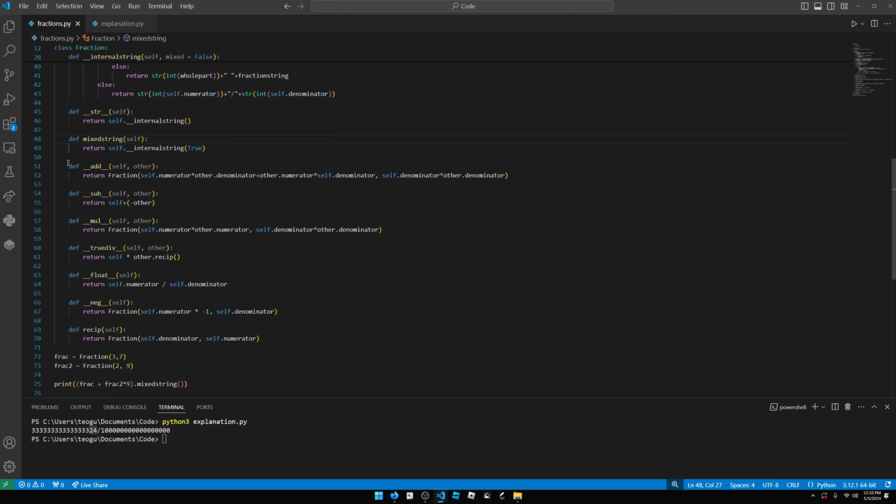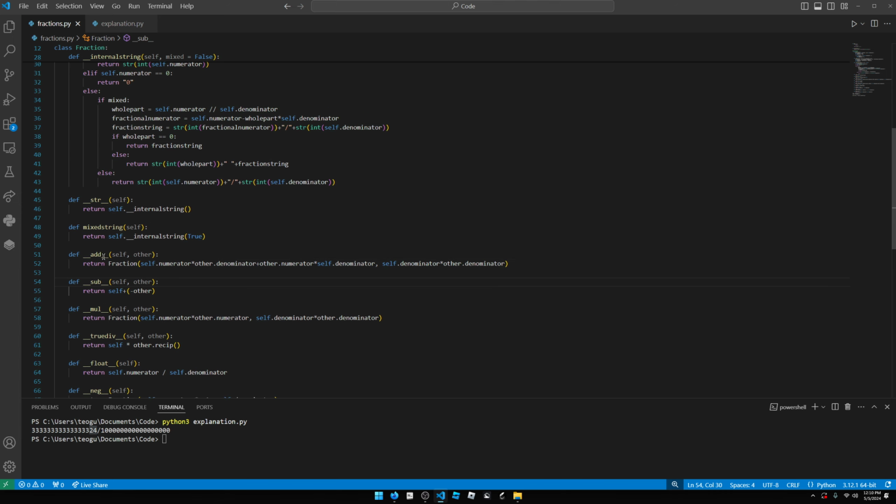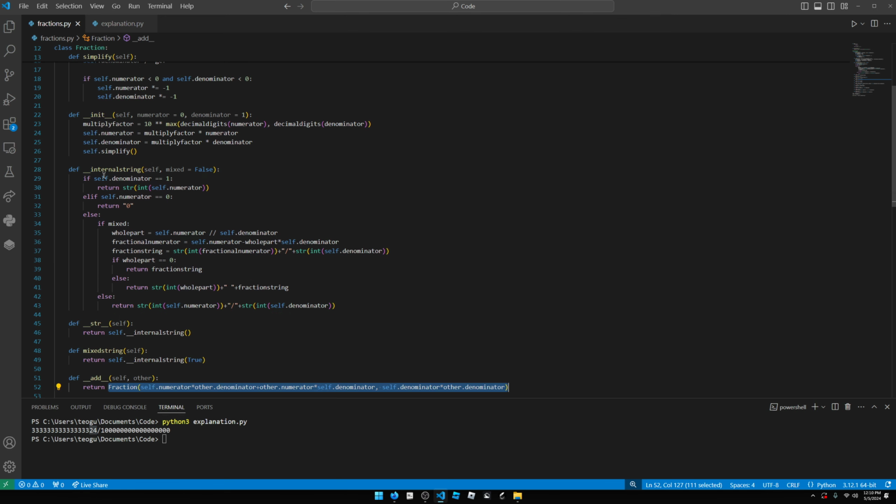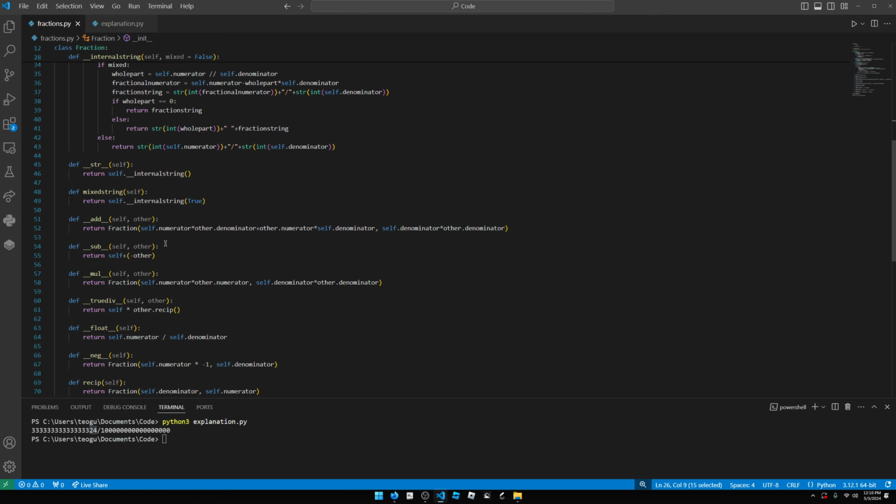And then, okay, first function, adding. Adding two fractions is a pretty simple formula. You just cross multiply, and then the simplification, since you're actually creating a new fraction object, is already done for you in the init function here. So it's actually really short code.